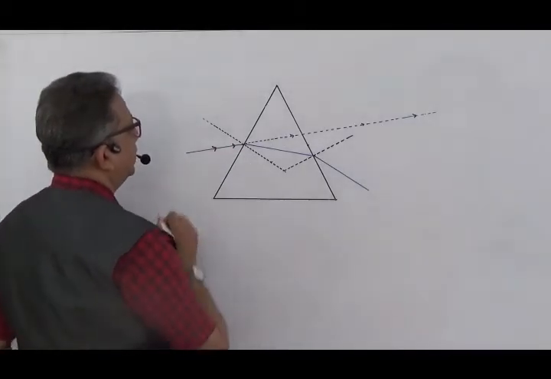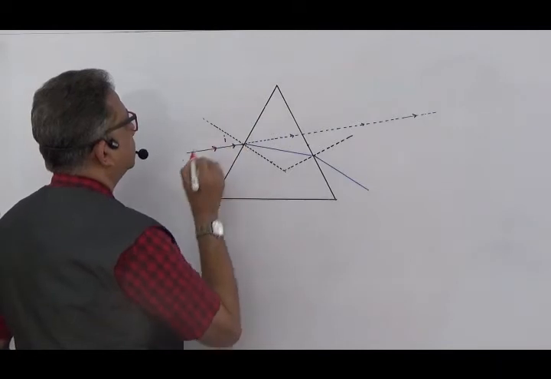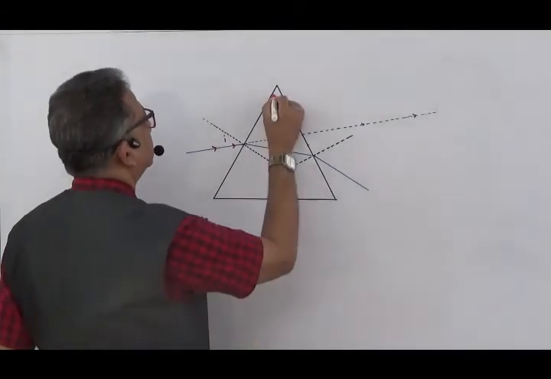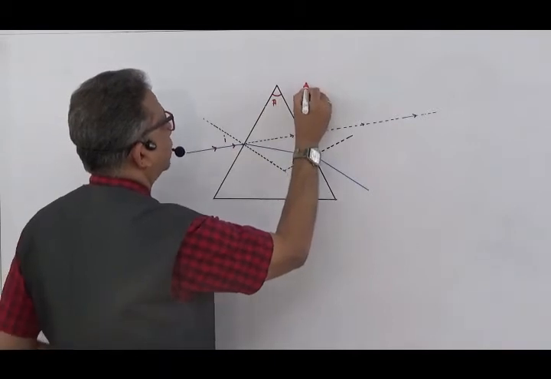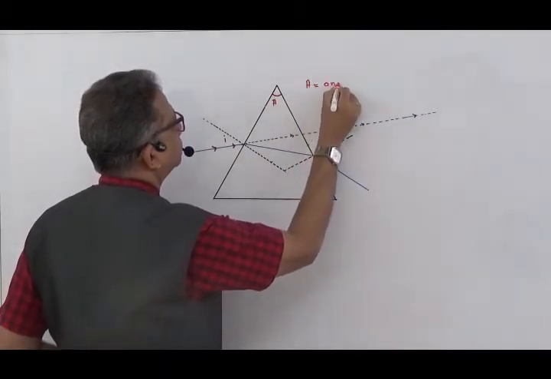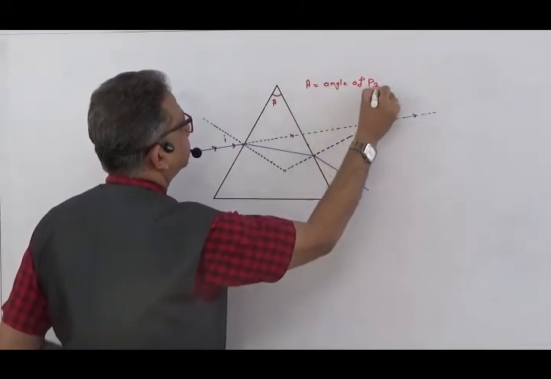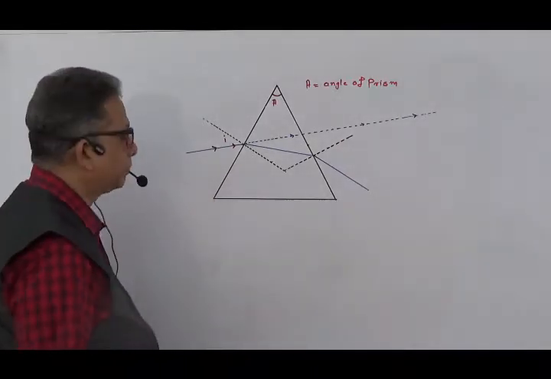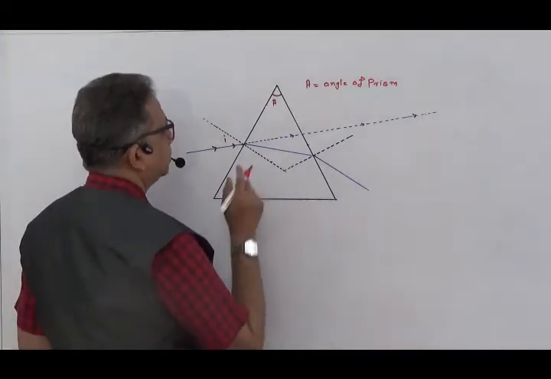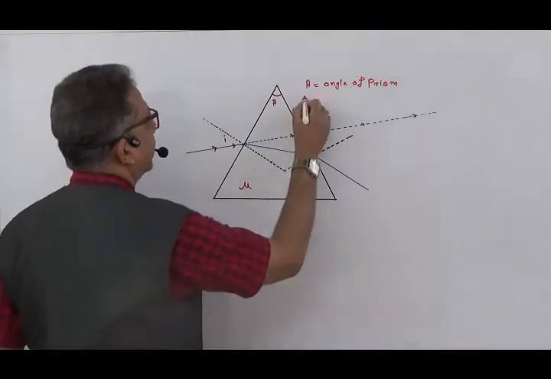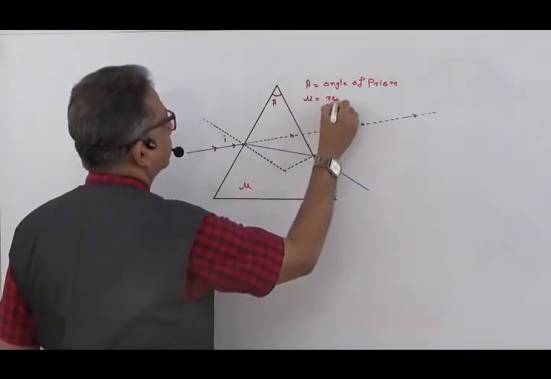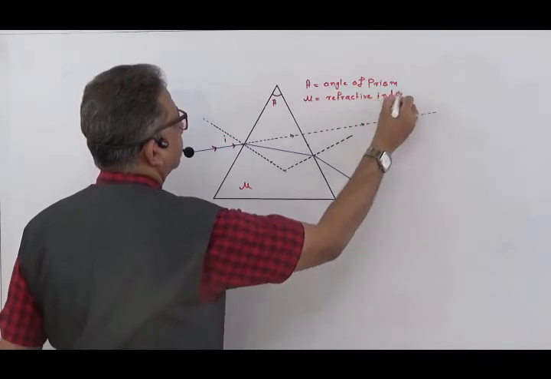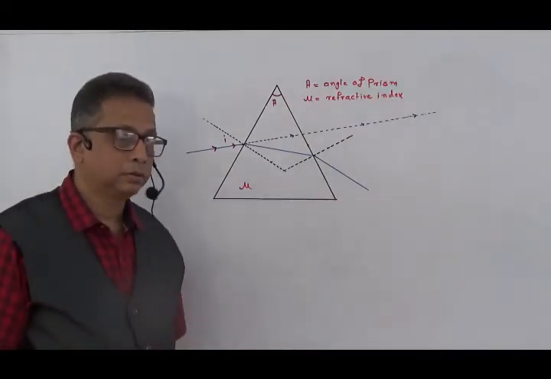Now this monochromatic ray, when it is incident, the angle of incidence is called I. Before that, if this is a triangle, this angle A is called the angle of prism. Now this prism is made up of glass material, and it will have some refractive index. This is the refractive index of this glass, which is given as mu.